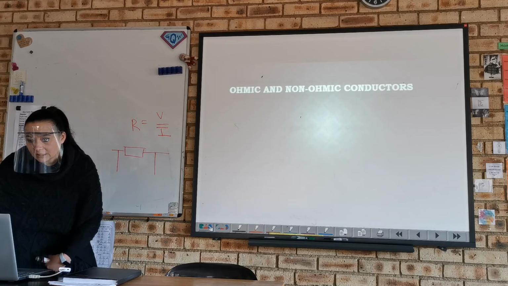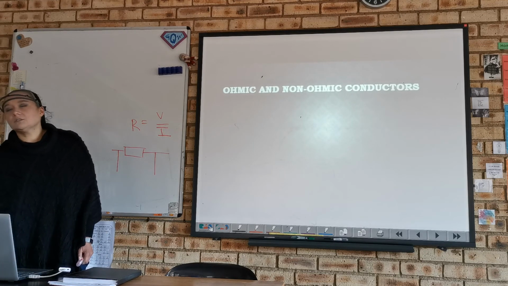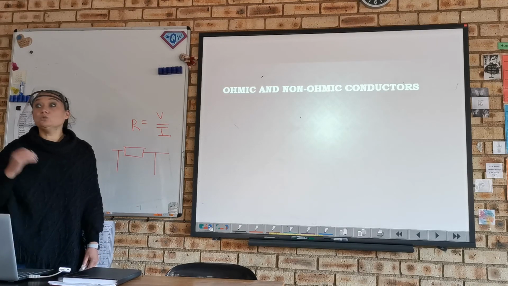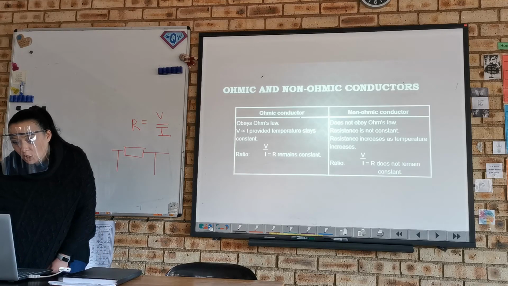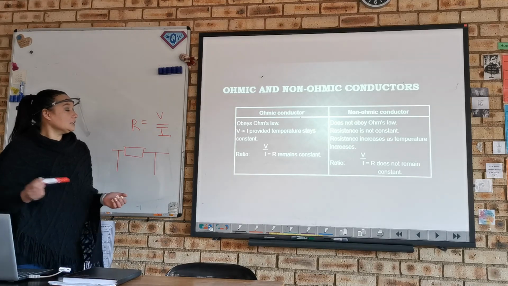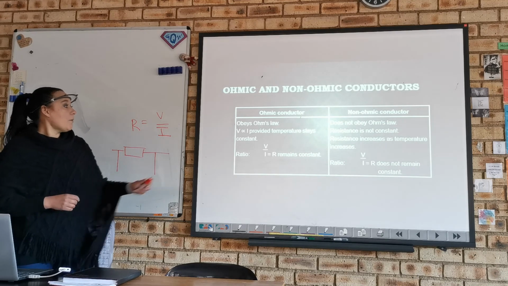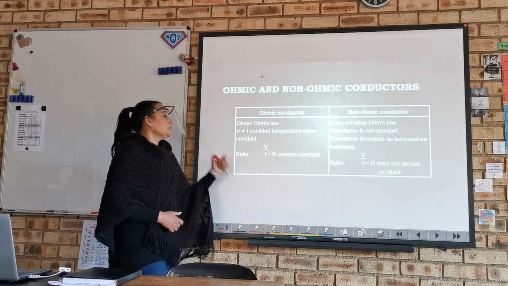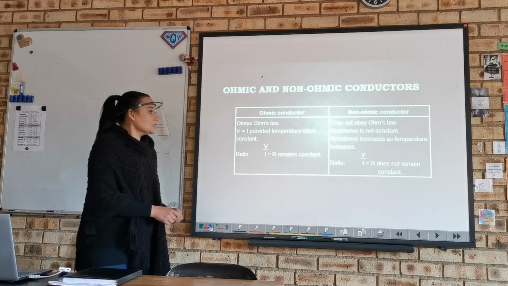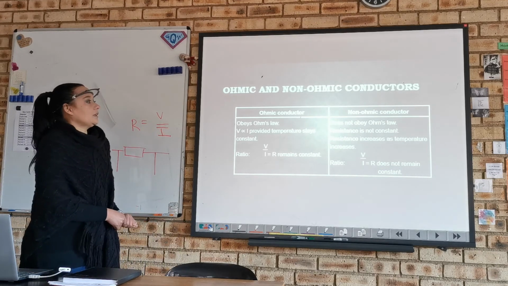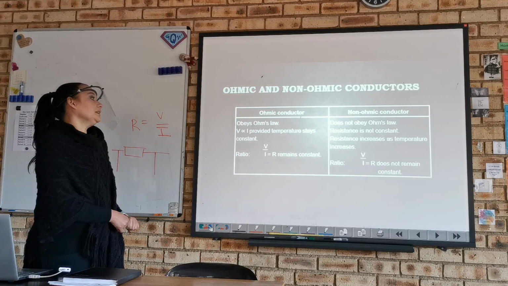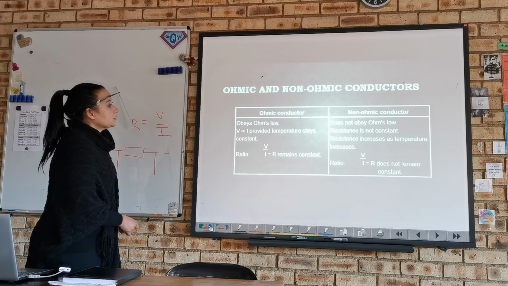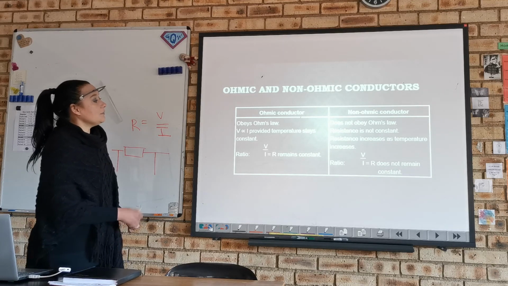Now, if we look at ohmic and non-ohmic conductors, remember we did this in grade 11. We spoke about conductors that obey Ohm's law and ones that do not. An ohmic conductor obeys Ohm's law: V is proportional to I, provided the temperature stays constant, which means that the ratio of V over I is always constant. A non-ohmic conductor does not obey Ohm's law, which means that the resistance is not constant. As the temperature increases, the resistance increases.